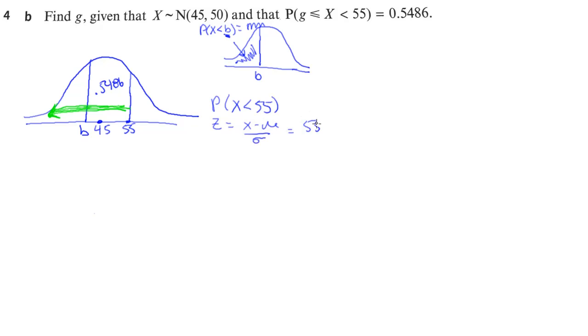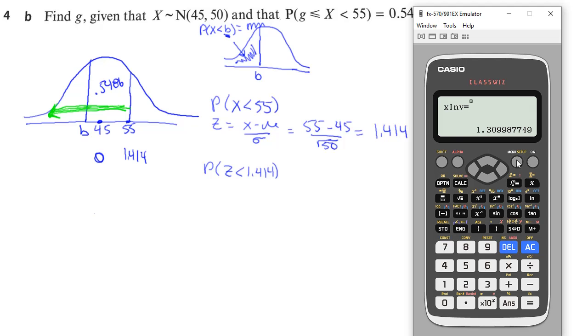So let's convert this to a z-score: 55 minus 45 over square root of 50. That's going to give me a z-score of 1.414. I'm not going to make a new graph, I'm just going to go down here. So we'll say that's 1.414. Now, that's when the mean is 0. And everything to the left of it is going to be this area over here.